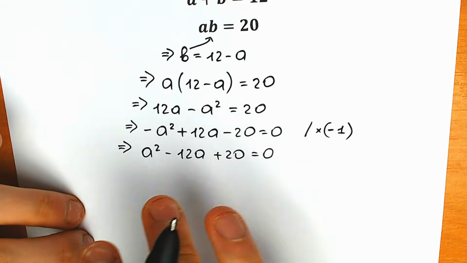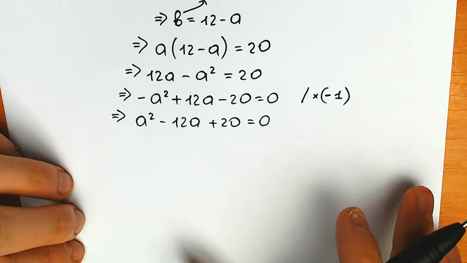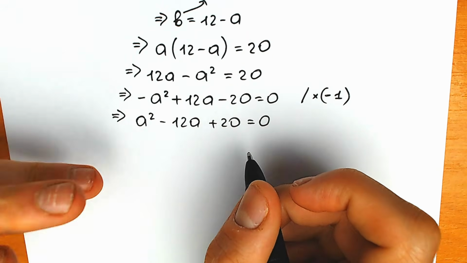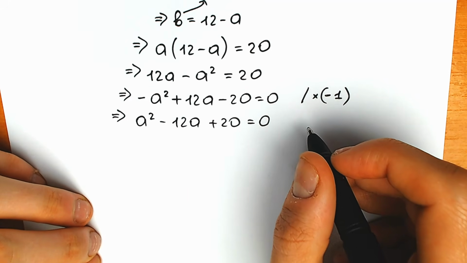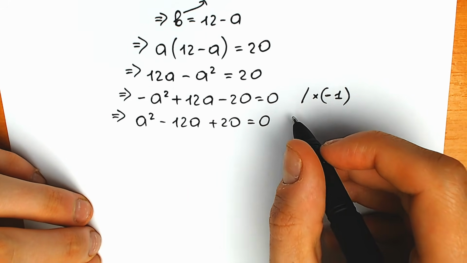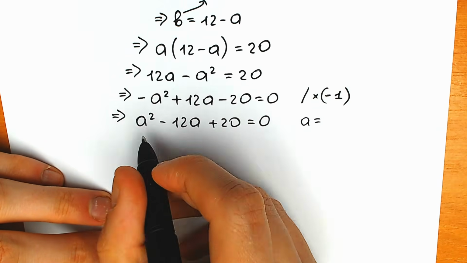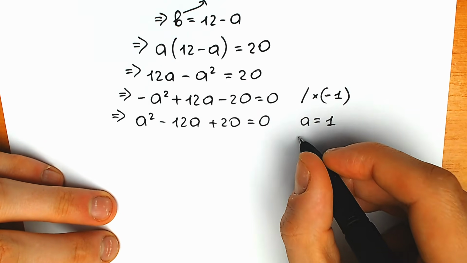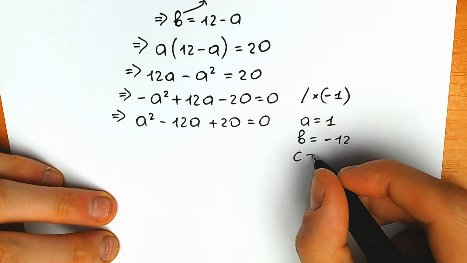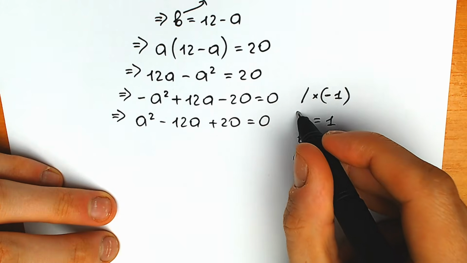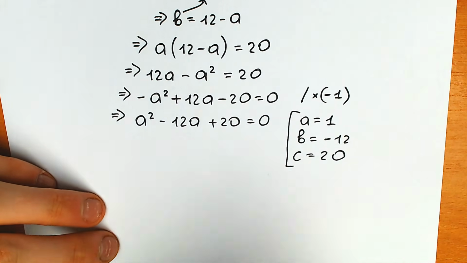Okay, so this is a classic quadratic equation, and of course it is up to you how you prefer solving this type of question, with theorems or with different tricks. I'm going to use the classic method of coefficients. So our a equal to 1, our b equal to minus 12, and our c is equal to 20. So these are our coefficients. Right now let's plug in these coefficients.